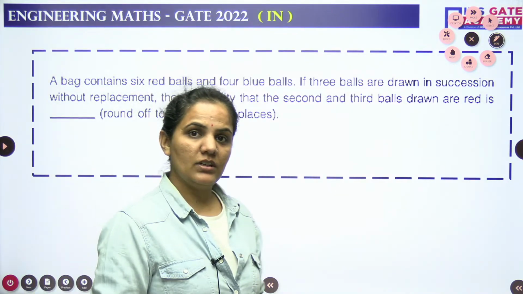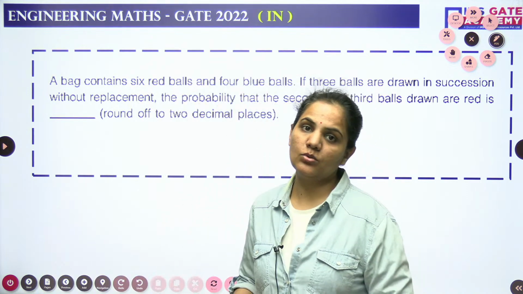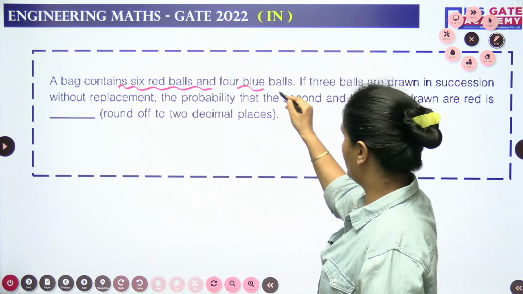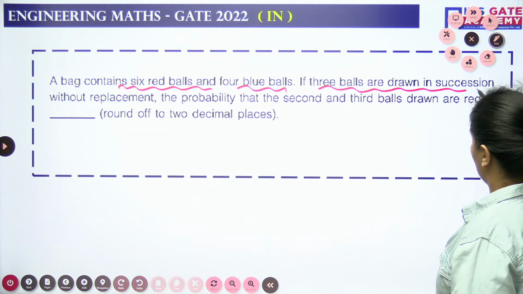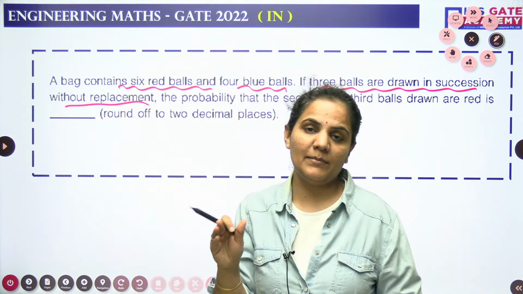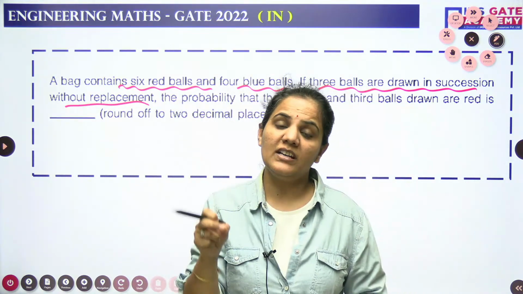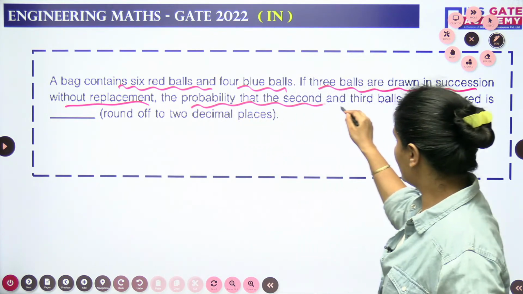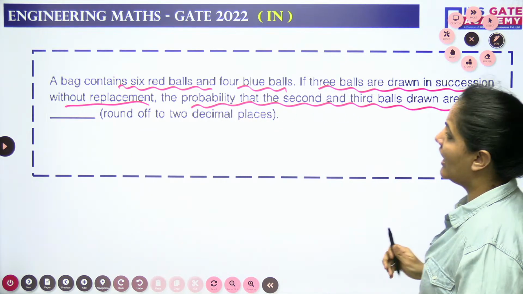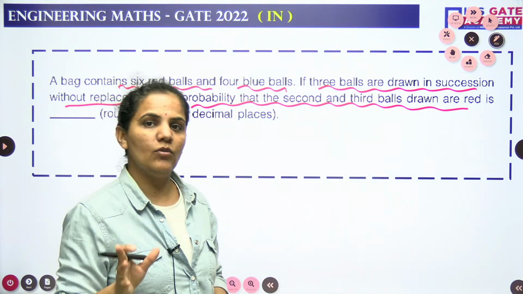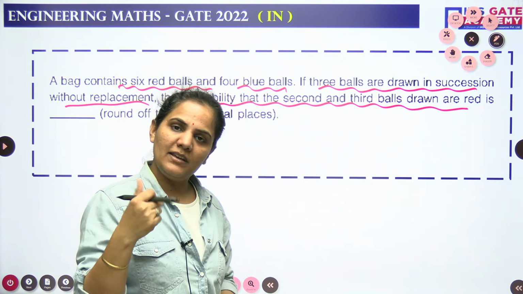We have the question from IN 2022, probability. A box contains 6 red balls and 4 blue balls. If 3 balls are drawn in succession without replacement, as it is clearly mentioned that you need to draw one by one and replacement is not allowed in this case, what is the probability that the second and the third ball drawn are red? A very good question. Second and third you want as red, so the first can be anything.